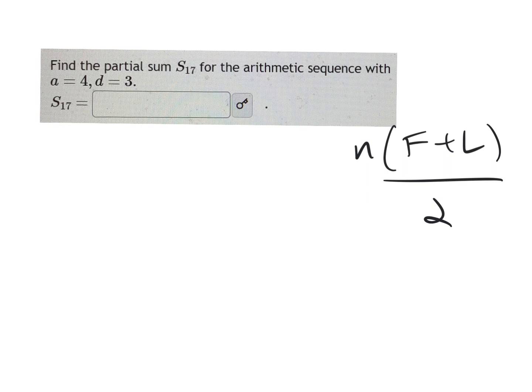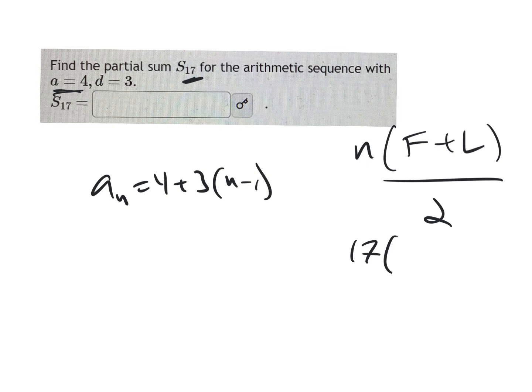They do tell me that, and I'm assuming this is a sub 1, usually it is, a sub n equals 4 plus 3 times n minus 1. So I guess I do know the first term. And I also know there's 17 terms in this. So 17 times 4 plus the last term, which I've yet to find out, over 2.